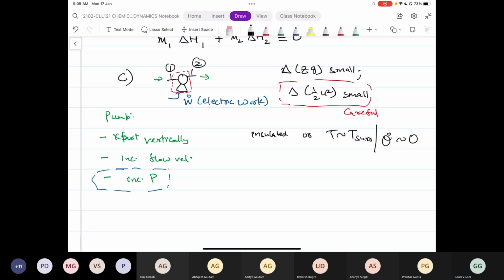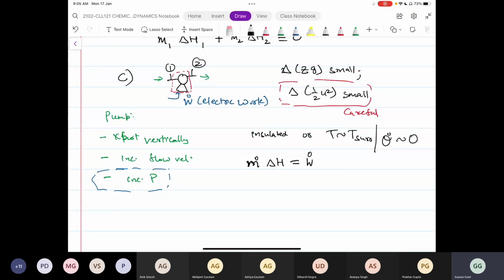Okay. So putting all of this, I get again kind of an expected answer: whatever work I have put in has gone into increasing the enthalpy of the system, and that is most relevant, or this is going to be applicable, for a pump whose main job is to increase pressure.